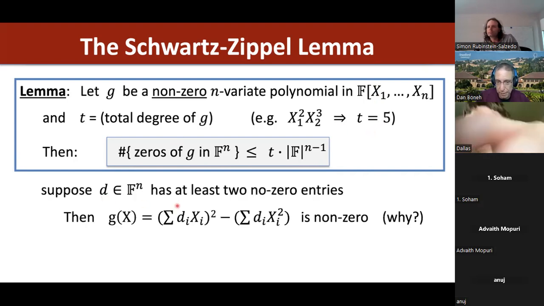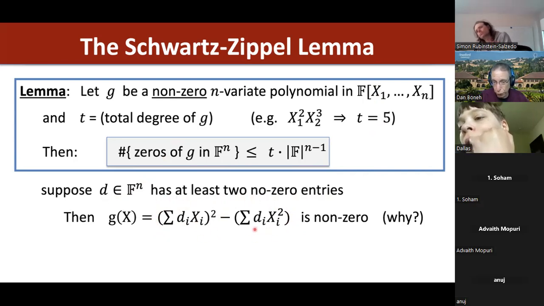Okay, so how does it apply in our case? Well, suppose that D has at least 2 non-zero entries. Remember, we were interested in this polynomial. The question was, how many zeros does this polynomial have in F to the n? So the first question we have to ask is, is this the zero polynomial? Can D have at least 2 non-zero entries and this be the zero polynomial? I claim that no, it cannot be the zero polynomial. Can somebody tell me why? If D has 2 non-zero entries, why can this not be the zero polynomial? Let's see if you guys can tell me why.